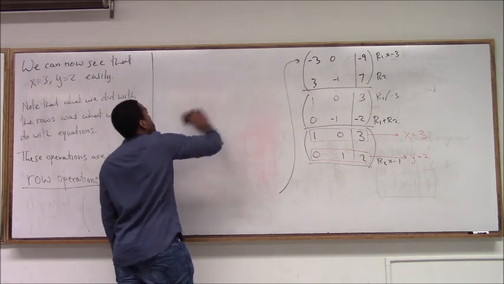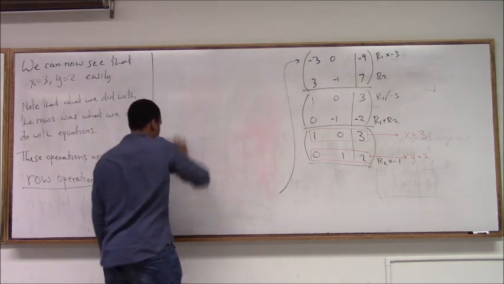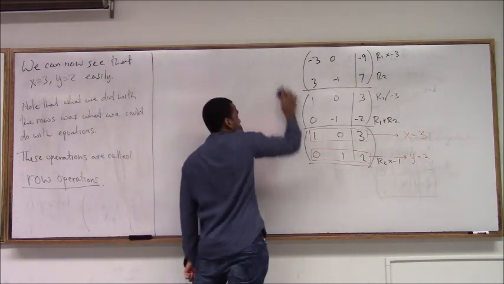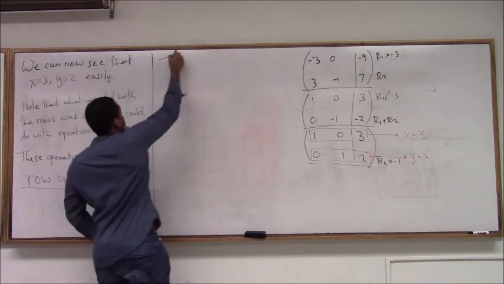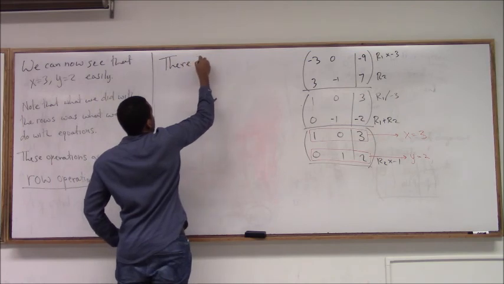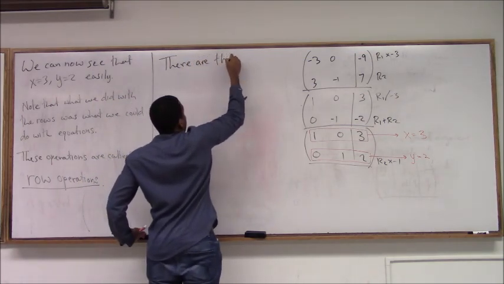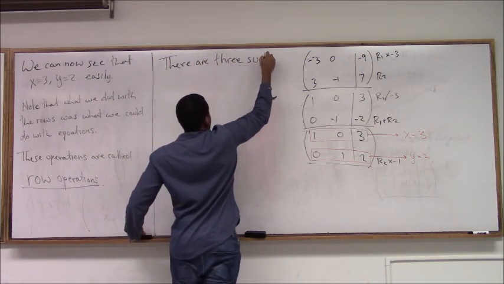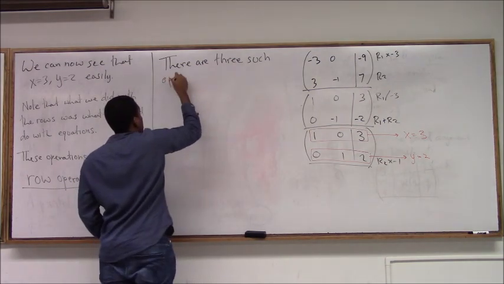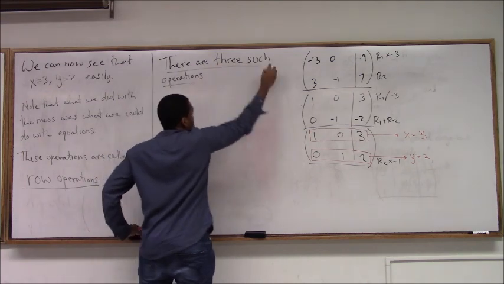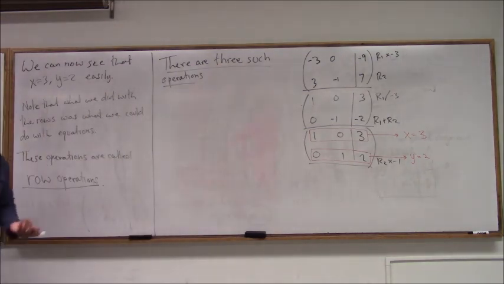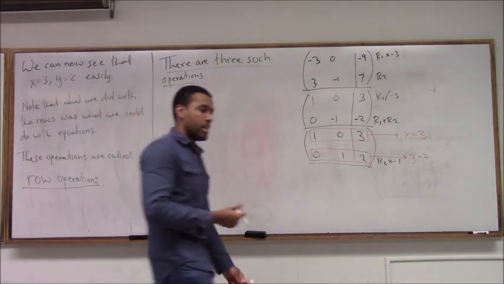But clearly, in order to be able to solve a system using matrices, we have to do what's called row operations. And so let me define the legal ones for you. There are 3 such operations. Row operations is something we're going to be doing all the time. So I'm going to tell you what it is legal for you to do at any time.